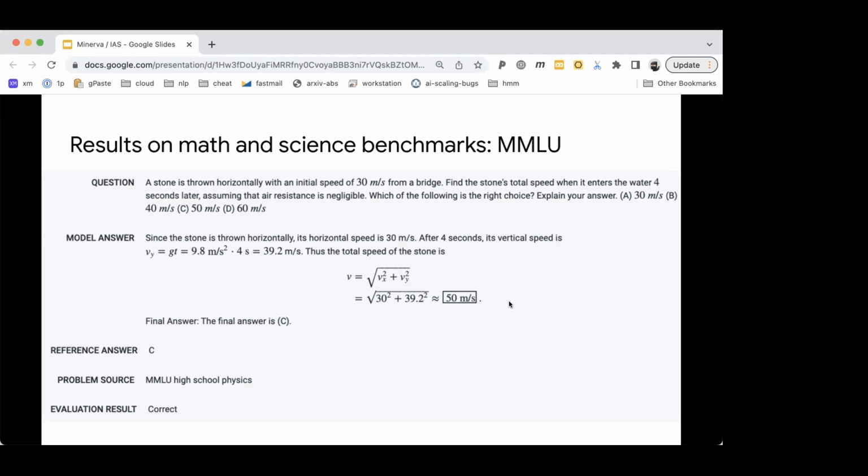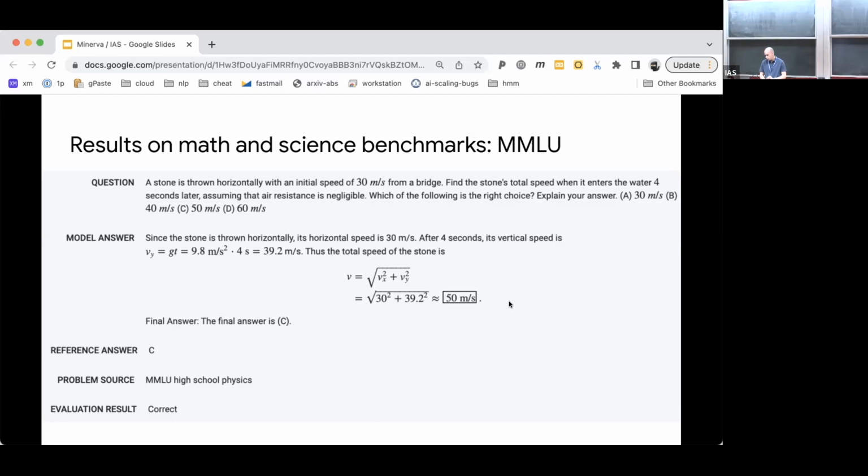So, for example, is this a question that was in the data set? No, I don't think so. Because it says that the problem source was some high school physics. It's a benchmark, yeah. What the model did was just the model answer. Everything else here we generated just saying where it came from. Right, but it came from somewhere. Yeah, this benchmark called MMOU. And was that in the data that it trained on? No, I don't think so. Because otherwise it would have found exactly this question and just spit out the answer.